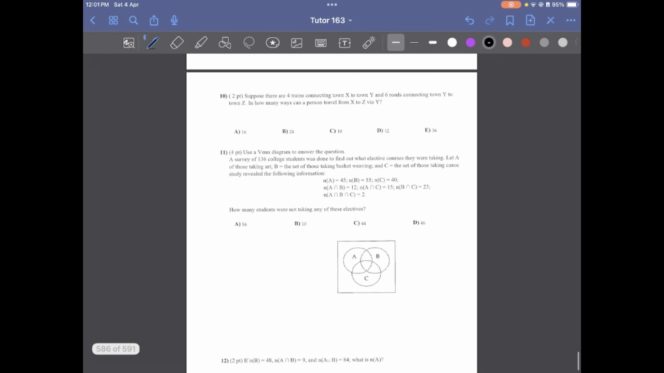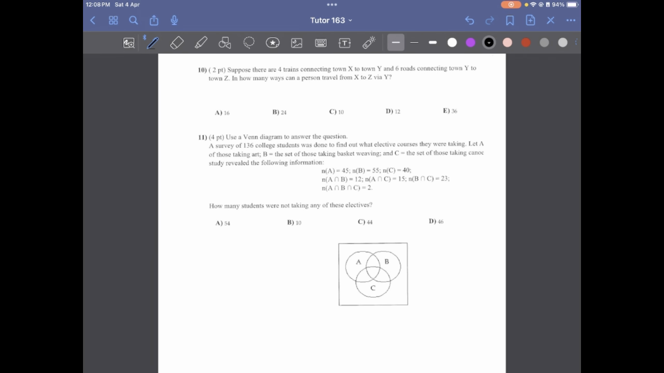Okay. Suppose there are 4 trains connecting town X to town Y, and 6 roads connecting town Y to town Z. In how many ways can a person travel from X to Z via Y? Okay, so this is a counting problem. So the person travels 4 trains from X to Y, right? And then from Y to Z, you have 6 road choices, right?